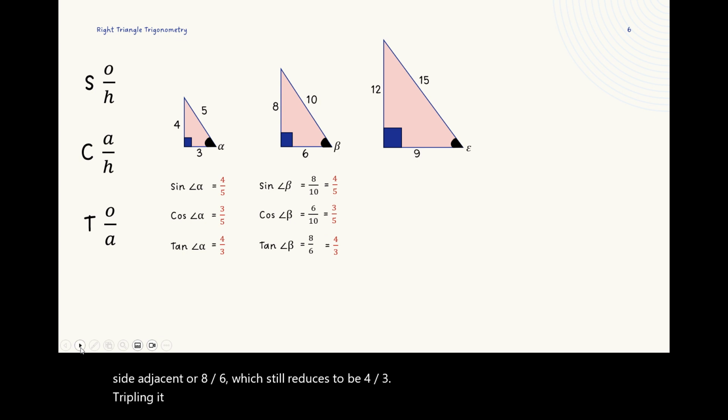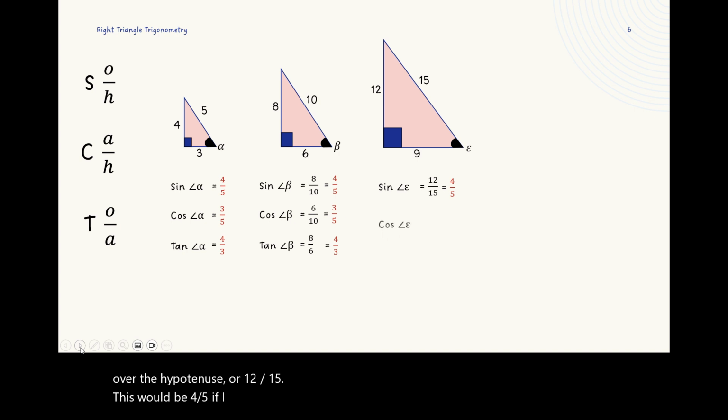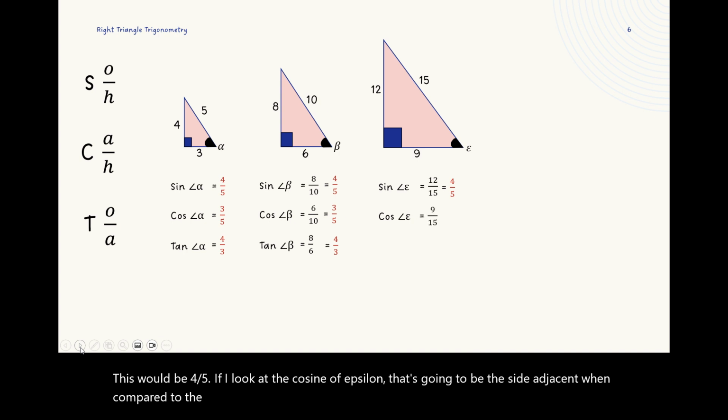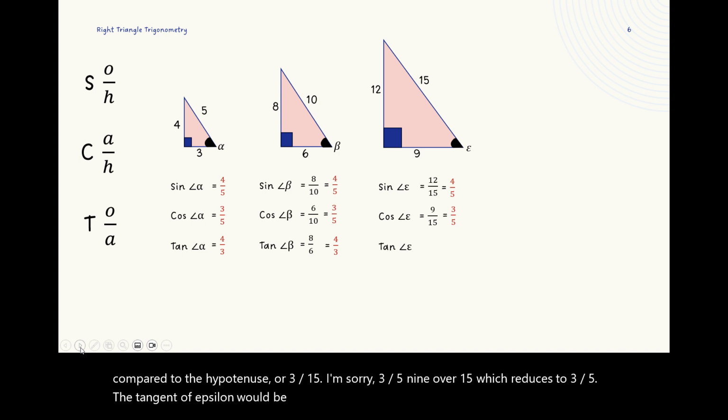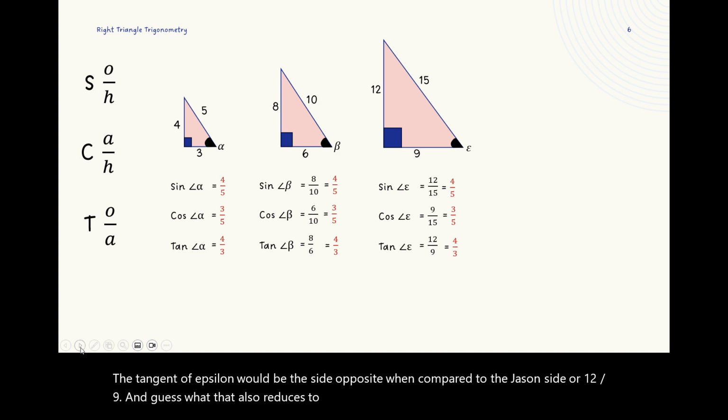Tripling it does not matter. Sine of epsilon, that's the little e, epsilon, would still be the opposite over the hypotenuse, or 12 over 15. This would be 4/5. If I look at the cosine of epsilon, that's going to be the side adjacent when compared to the hypotenuse, or 9 over 15, which reduces to 3 over 5. The tangent of epsilon would be the side opposite when compared to the adjacent side, or 12 over 9. And guess what? That also reduces to 4 over 3.